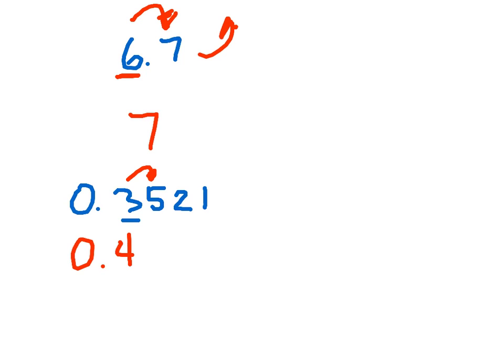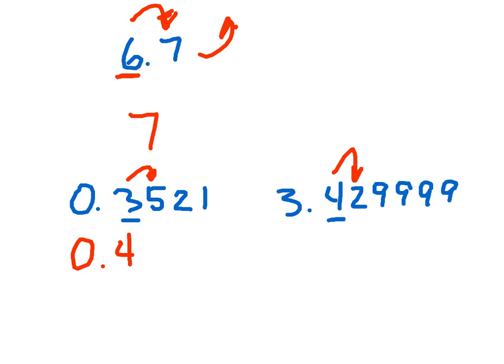Check this one out. What if we had 3 and 4, 2, 9, 9, 9, 9, going all the way there. And we were going to round to the nearest tenth place. On this one, again, just kind of looking at the number that is to the right, that's all that you look at. It's a 2, that's going to have us round back down. That would be 3.4 or 3 4/10.